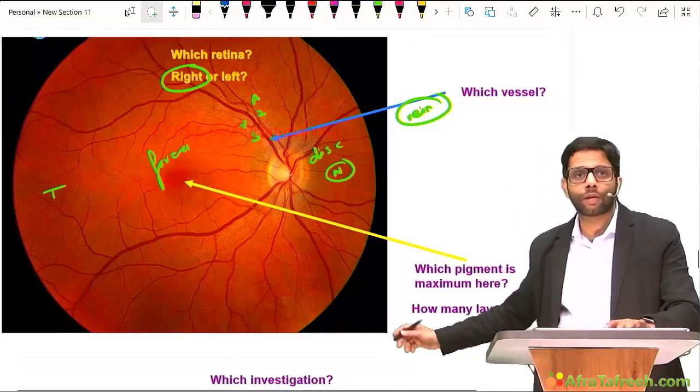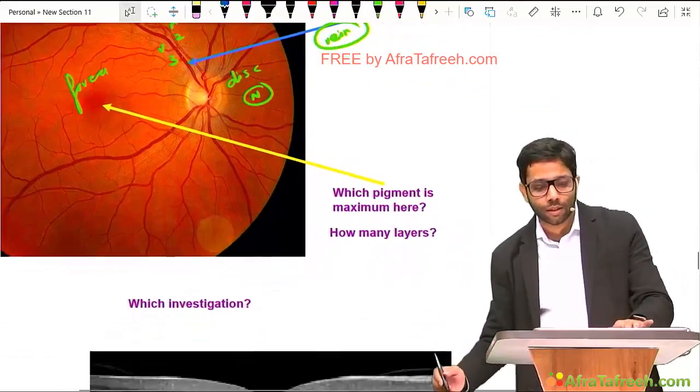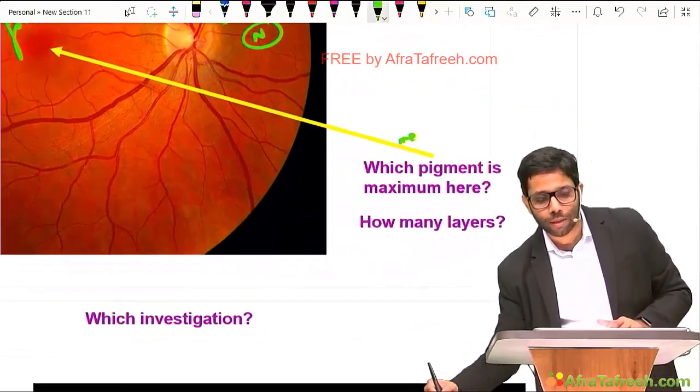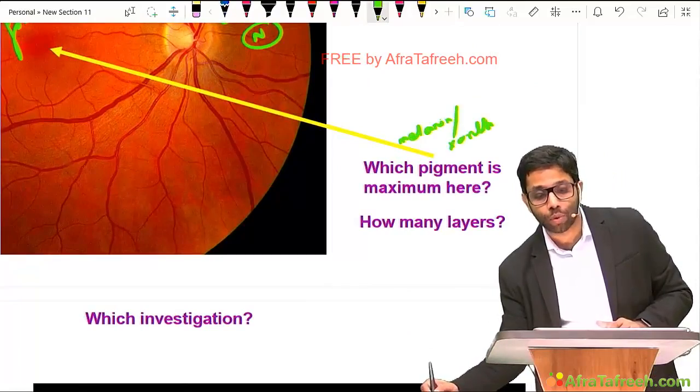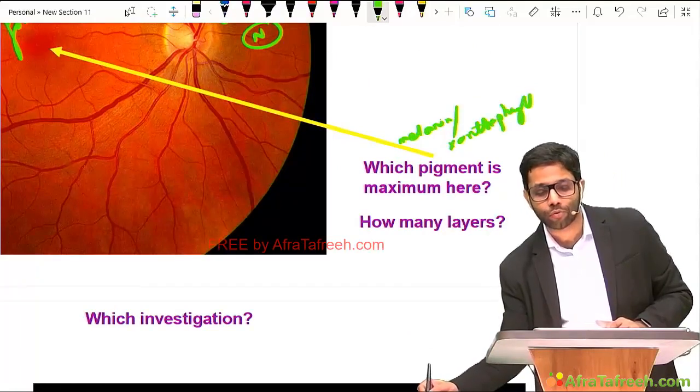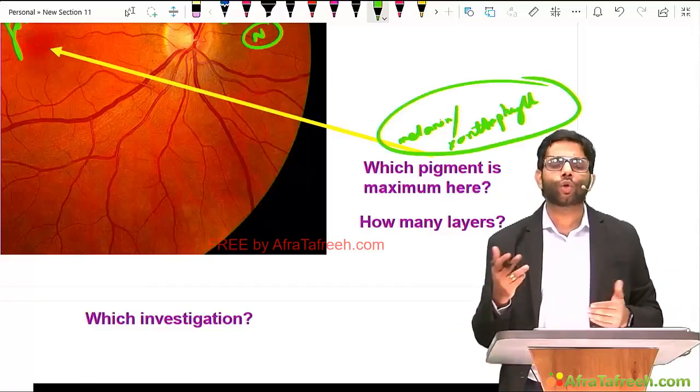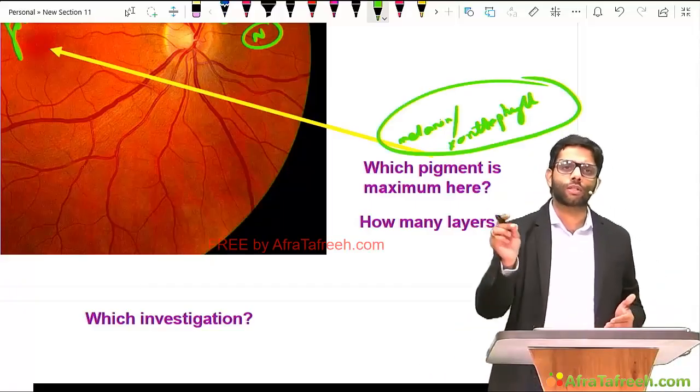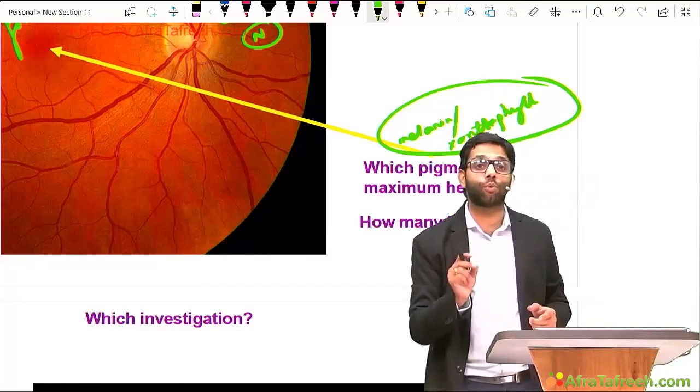And which pigment is maximum in the central retina? There are 2 pigments which are more. One is melanin pigment and one is xanthophyll pigment. They are more in the central retina, that is the fovea. That is why chloroquine, a melanotropic drug, is causing macula, central retina problem, Bull's eye maculopathy.